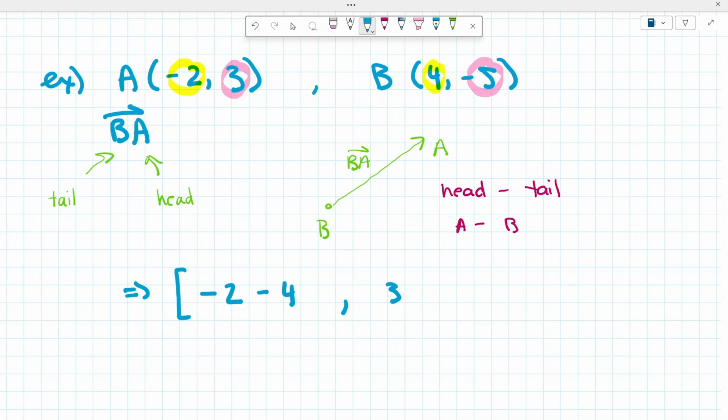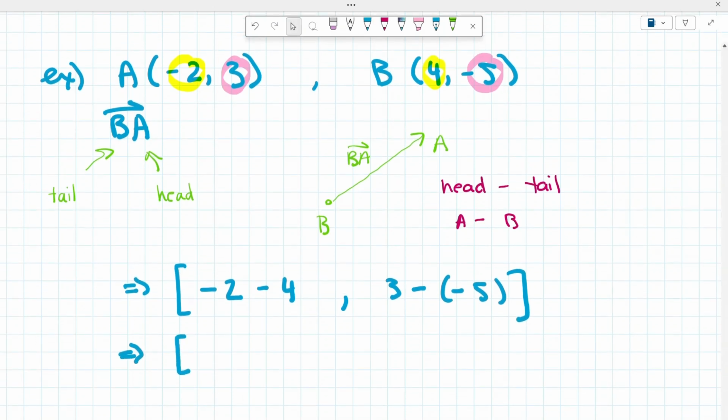Oops, sorry, minus -5. So minus -5. So we have to be wary of the double negatives here. So that means that we end up with 2 minus 4, which equals -6. And then 3 minus -5, well, this double negative turns into a positive, so which is 3 plus 5, which will give us 8. So that means we have just found vector BA.